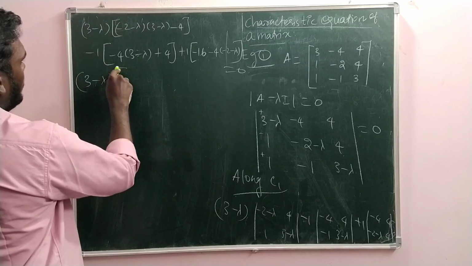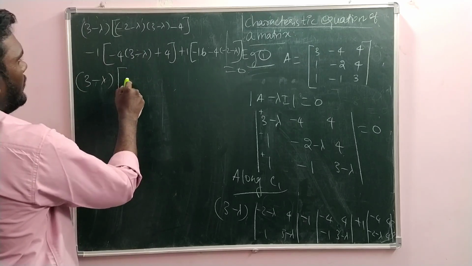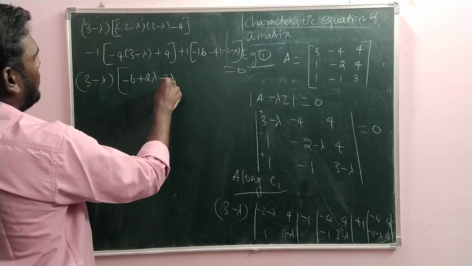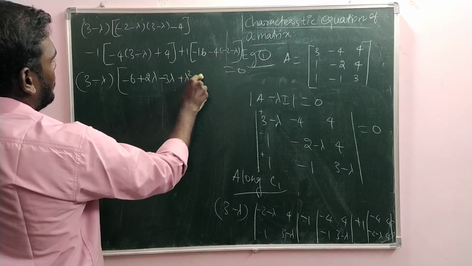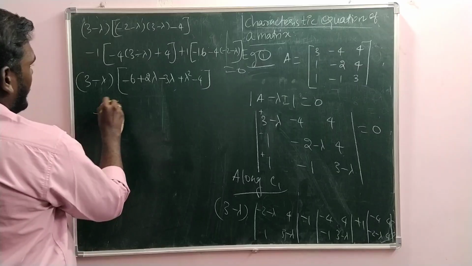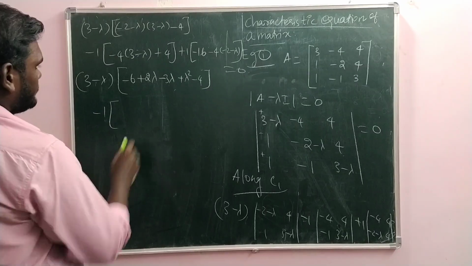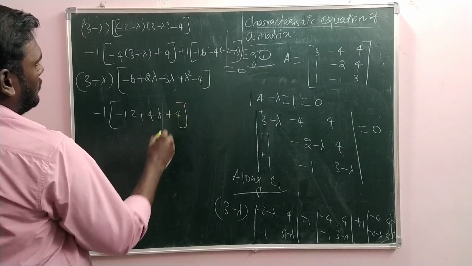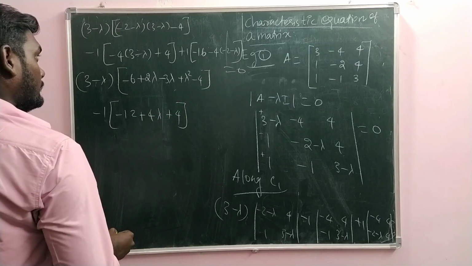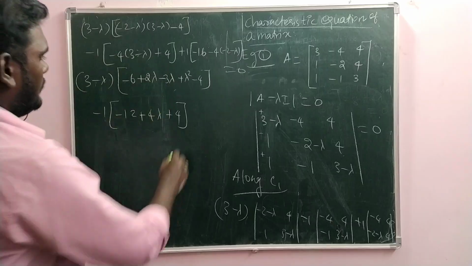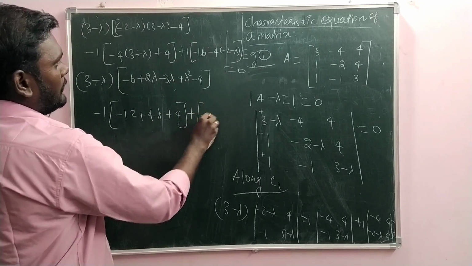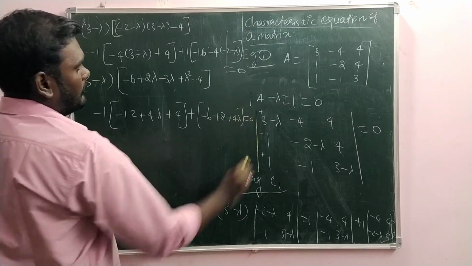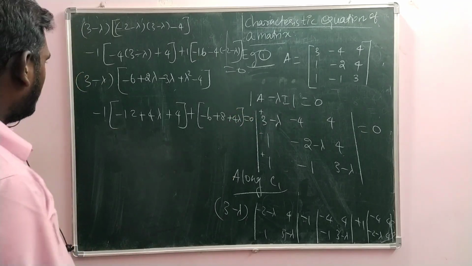Then 3 minus lambda into, when we multiply this, what will we get? This is minus 6 plus 2 lambda and minus 3 lambda plus lambda square minus 4, and minus 1 into 4 3s are minus 12 plus 4 lambda plus 4. Okay, and then plus this is minus 6 plus 8 plus 4 lambda equals 0. Any doubts in this?